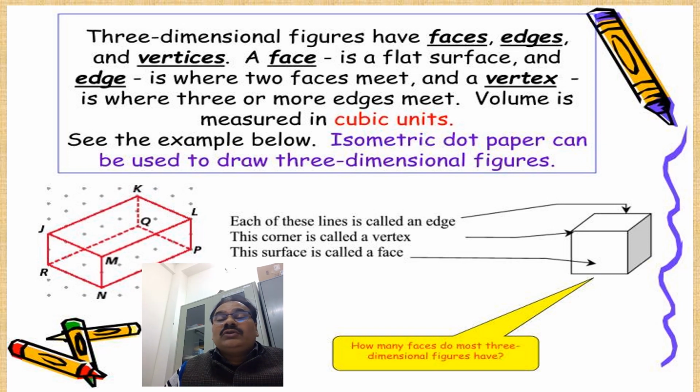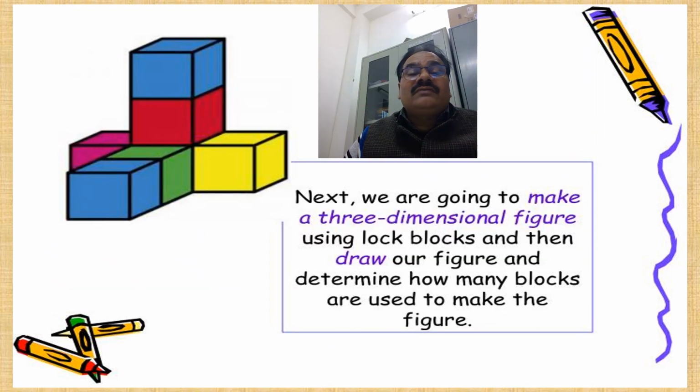Now various examples you can see here. Each of these lines is called an edge. This corner is called a vertex. This is the vertex. This is the vertex. This surface is called a face. So this is the face, this is the vertex, and these are called edges. Now you can visualize other figures if you have them around you. We can make a three-dimensional figure using log blocks. So from log blocks you can make 3D figures also.